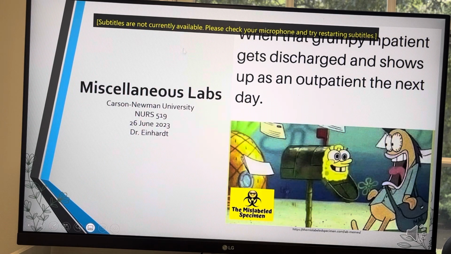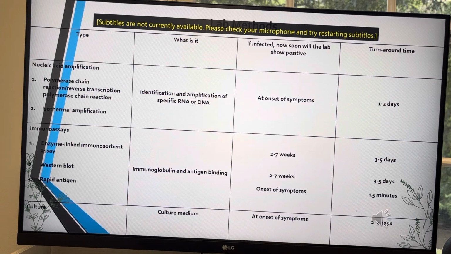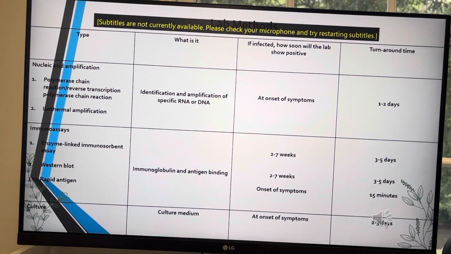Alright gang, today we're just going to be talking about miscellaneous labs, so we're going to be all over the place. Here we go. Throughout this semester, to include today, we're going to be talking about labs used to diagnose specific diseases. So let's just get it out of the way now and review the most common lab techniques used within the medical field. Let's start with the nucleic acid amplification test.